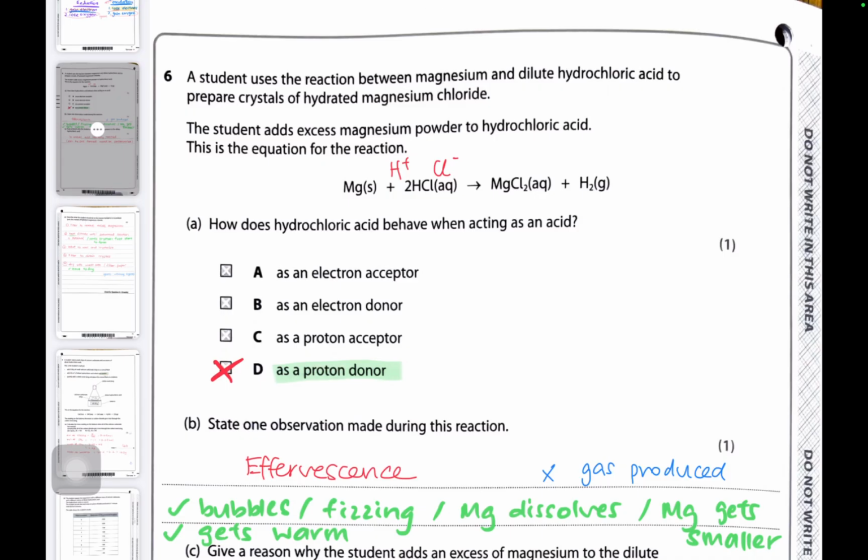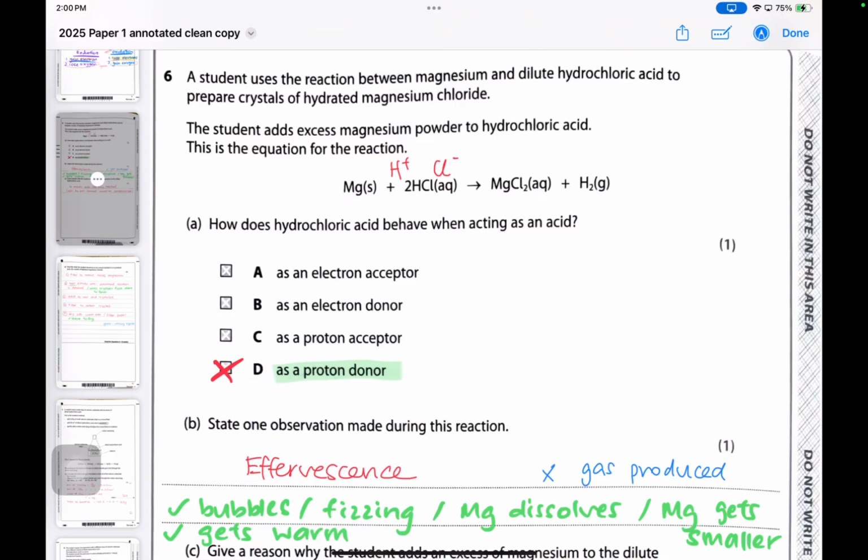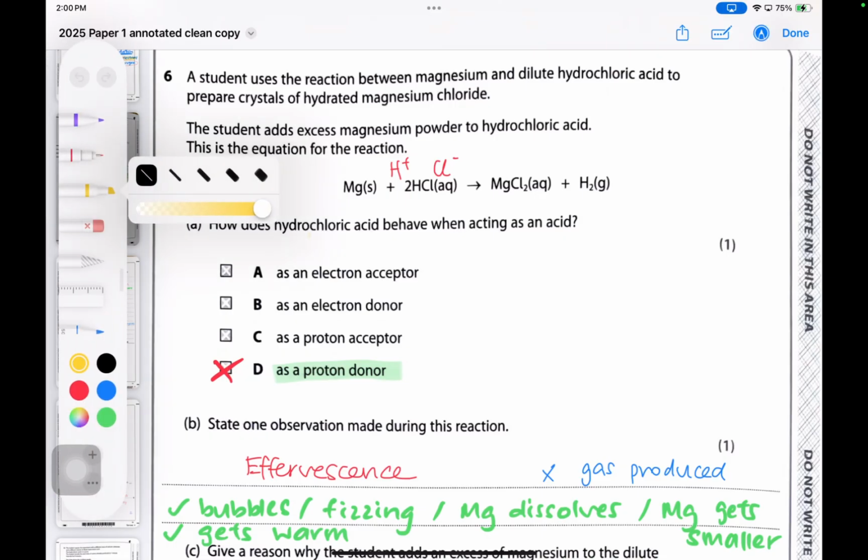You need to identify why hydrochloric acid is acting as an acid. So what is the definition of acid here? Acid is a proton donor. What it does essentially is give away the proton, which is H+, okay?